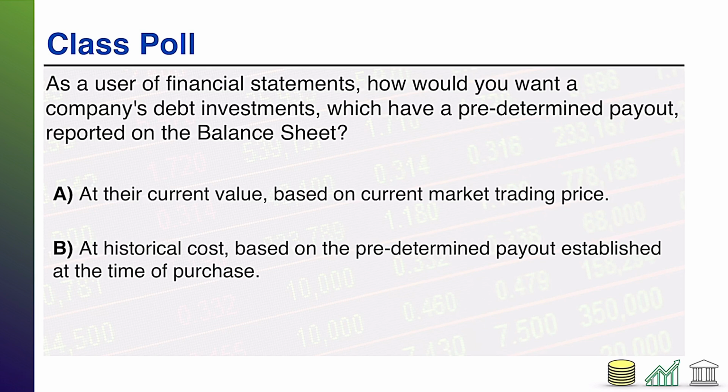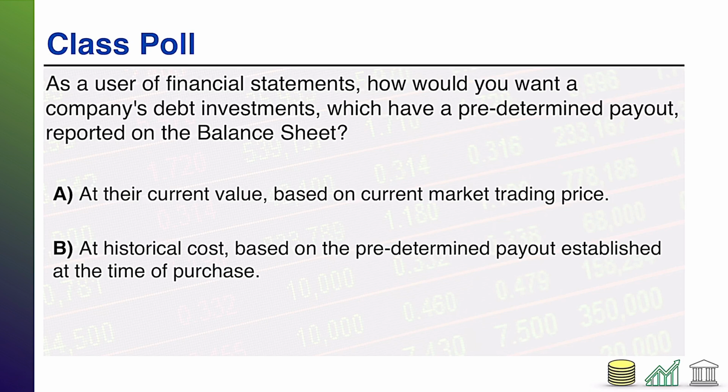So let's ask the question. As a user of financial statements, how would you want a company's debt investments, which have a predetermined payout, reported on the balance sheet? Do you want them reported A, at the current value based on current market trading price, or B, at the historical cost, which is based on that predetermined payout amount? So take a moment, pause if you will, and ponder over this. Would you treat these differently than equity investments, or would you treat them the same? What are your thoughts on the matter? And then when you're ready, come on back and I'll talk through each of these options.